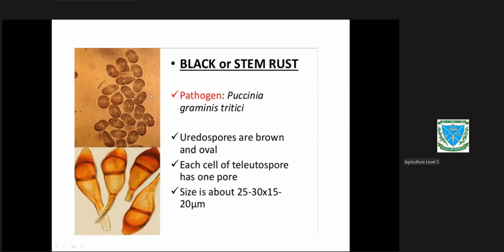And you see this pathogen, Puccinia graminis tritici. Also, like other rusts, they can produce two spores in the wheat plants. One is the uredospore, this one, and this is the teliospore. Teliospore: a double-celled spore with a pedicel.